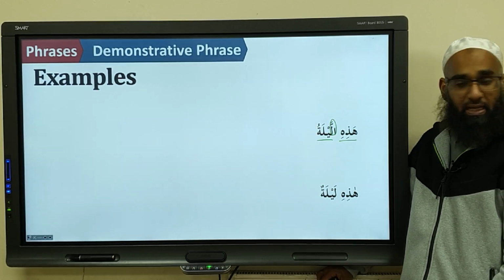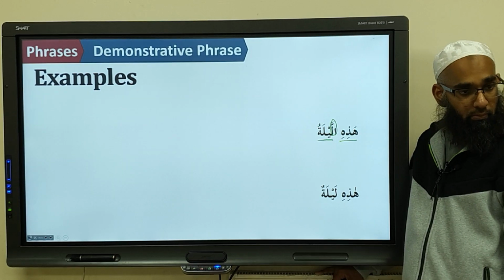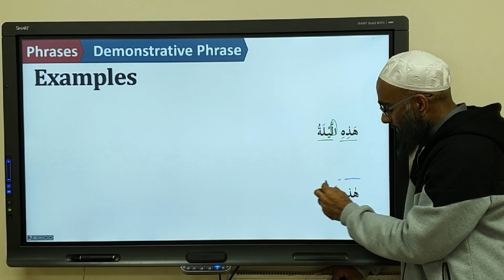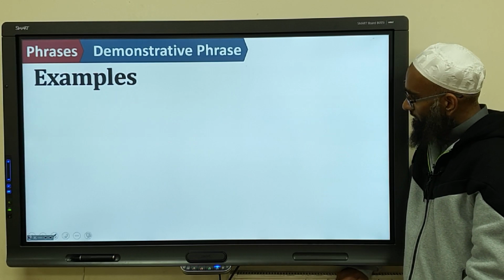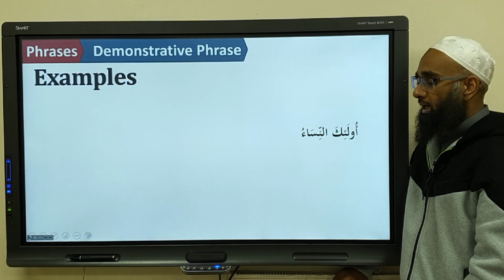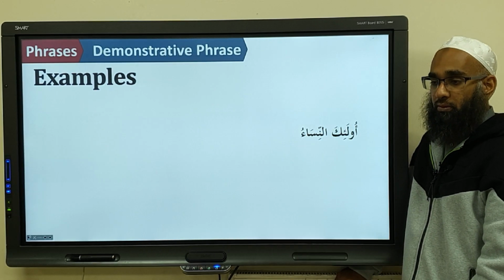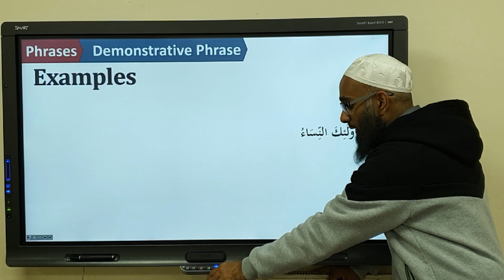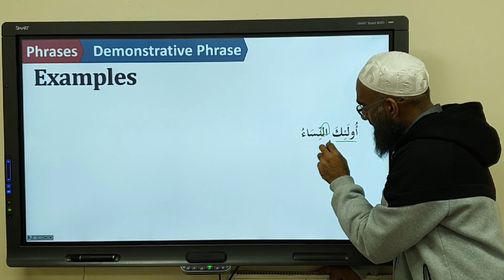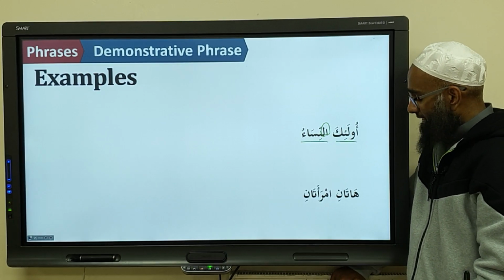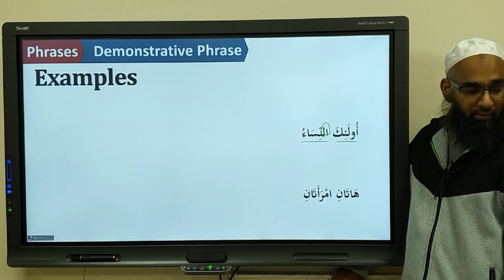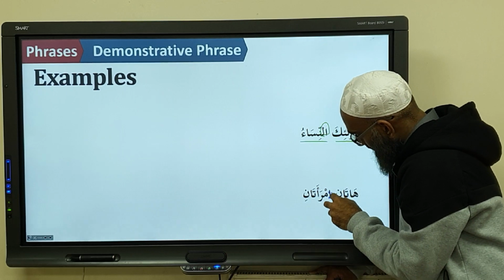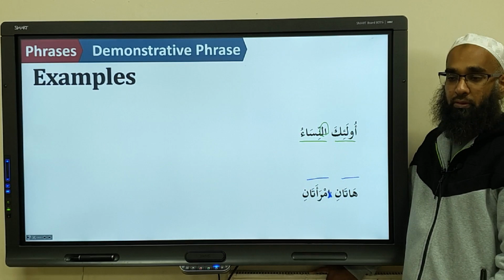هذه ليلة. What's this? مبتدأ خبر. Why is it مبتدأ خبر? Because the word after the ism al-ishara does not have alif lam, so it becomes مبتدأ خبر. أولئك النساء. What kind of structure is this? اسم الإشارة مشار إليه. Why? Alif lam. It's a phrase. And هاتان امرأتان. مبتدأ خبر. Why? No alif lam here. So we say مبتدأ and خبر.